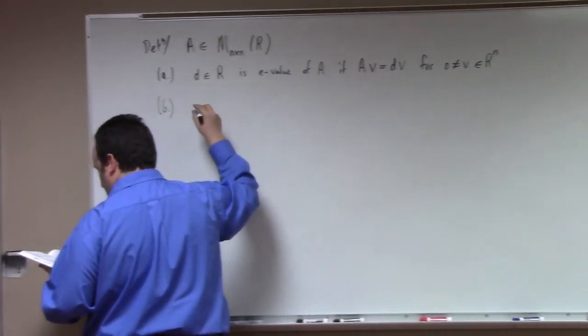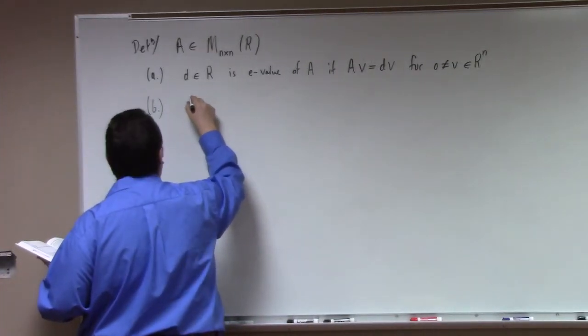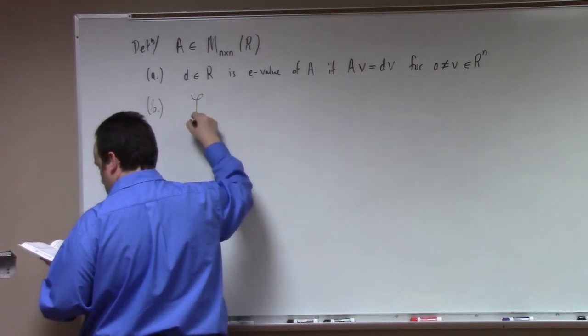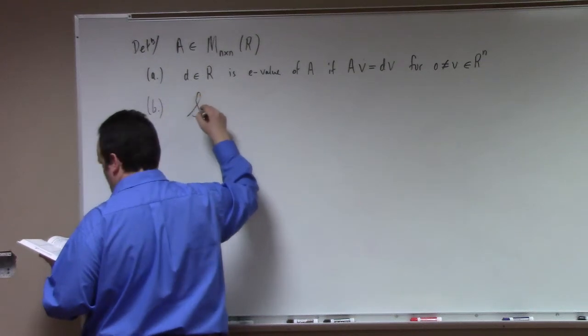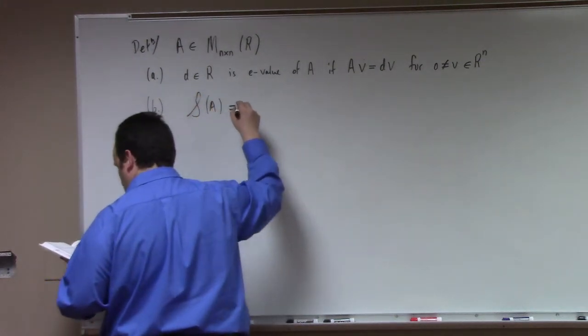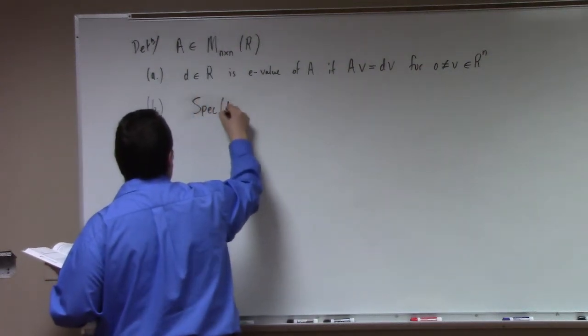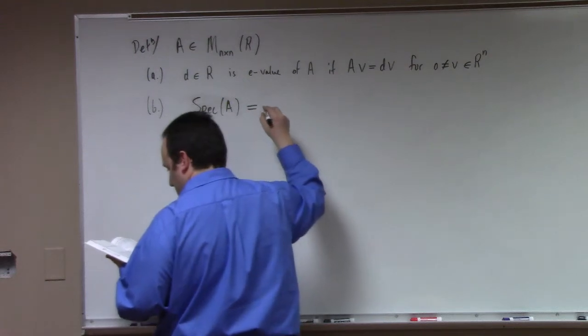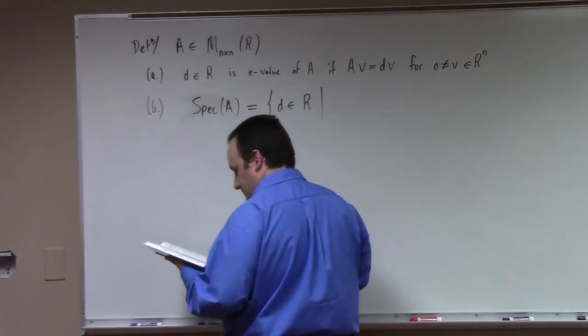I used this term in passing, the spectrum. I don't know how to make his symbol very well, so I'm going to use my S, S for spectrum. Spectrum of A. You know what? Spec of A, the spectrum, is d in the ring such that what?